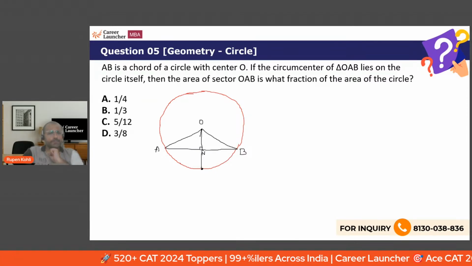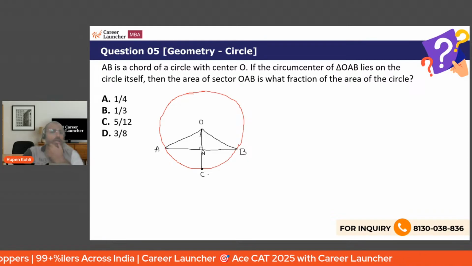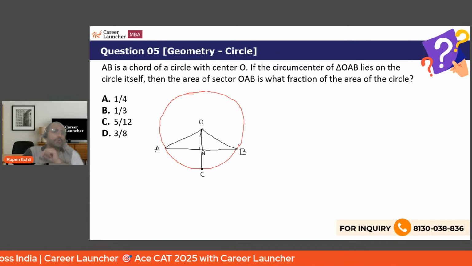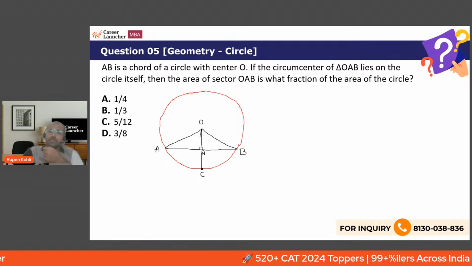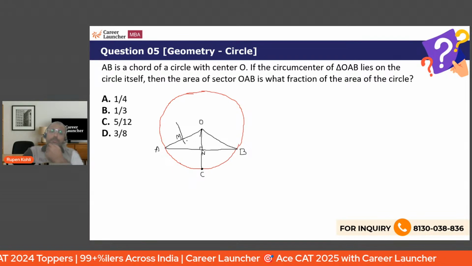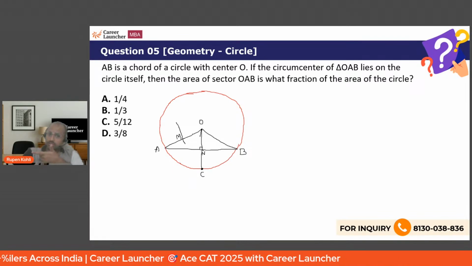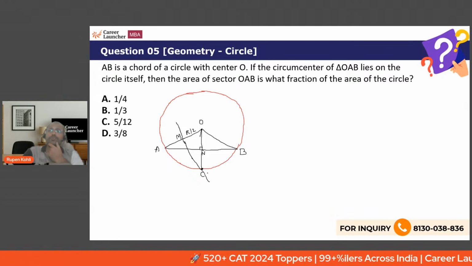But at the same time, this circumcenter which I've identified, let's call that C, is also the meeting point of the perpendicular bisector of the side OA. Since OA is nothing but the radius of the circle, its perpendicular bisector passes through this point, let's say M, which is the midpoint of the radial line OA. So this OM becomes R by 2. And this perpendicular bisector, when extended, must be passing through this point C only.